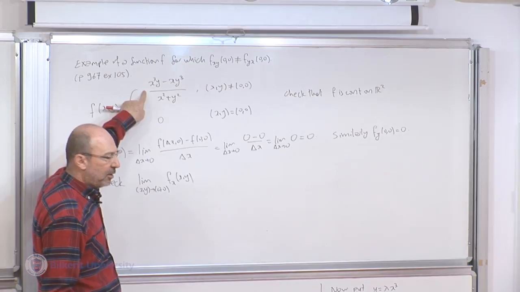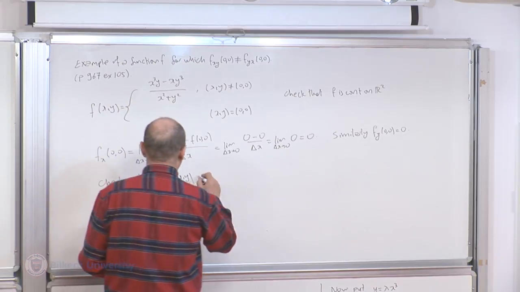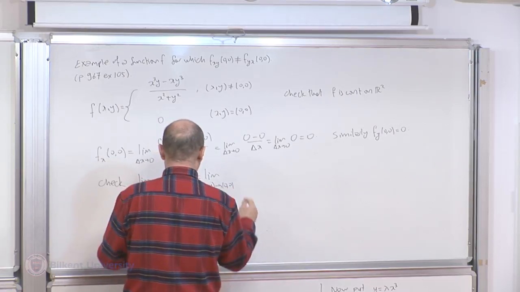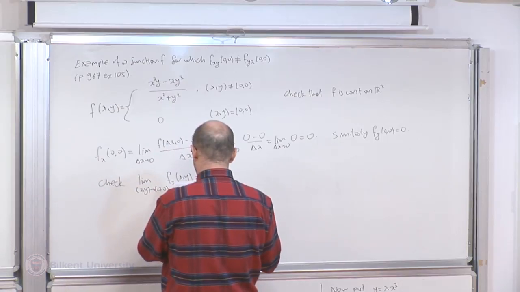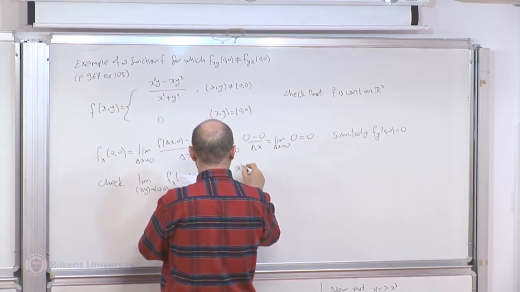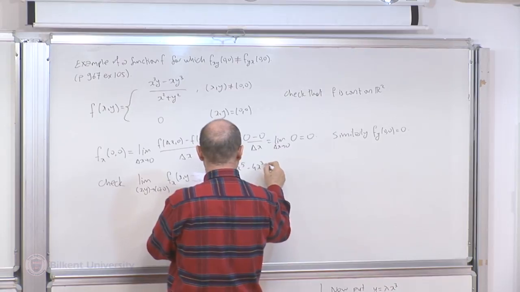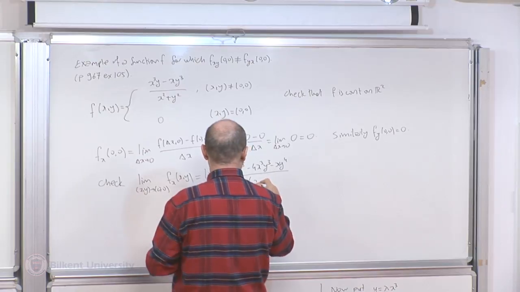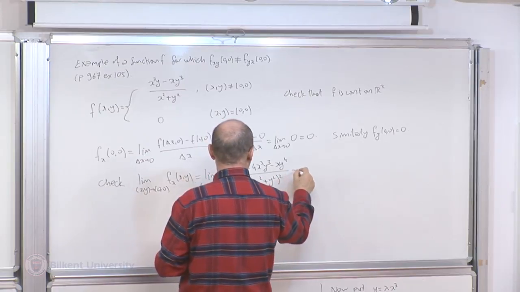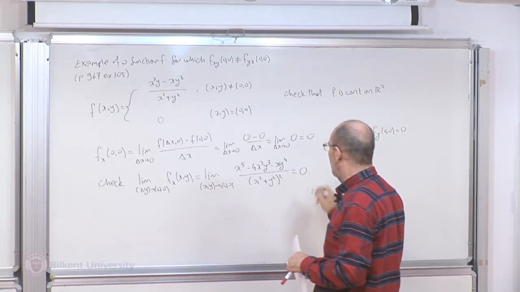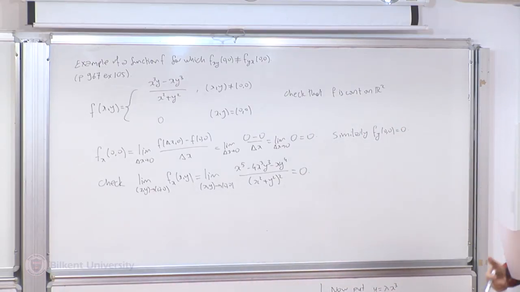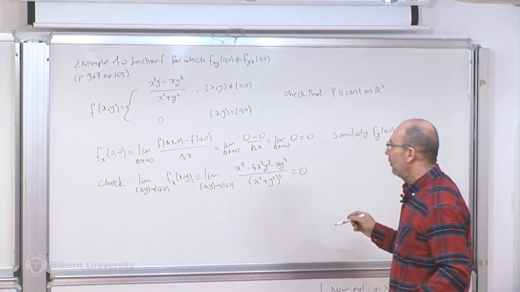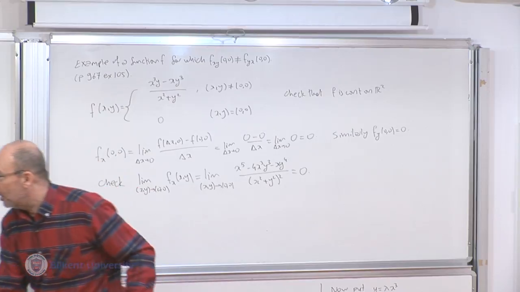So you take the derivative of this and you put it here. Just for one case, let me write this. You take the derivative of this: x to the 5 minus 4 x cubed y cubed minus x y to the 4, divided by x squared plus y squared, squared. You check that this limit goes to 0. Now we are interested in the second derivative. So let me write the second derivative.